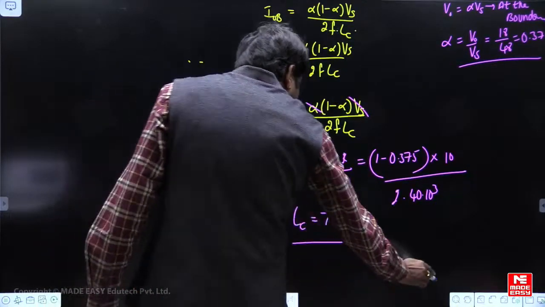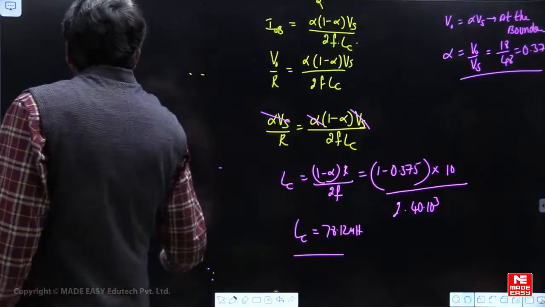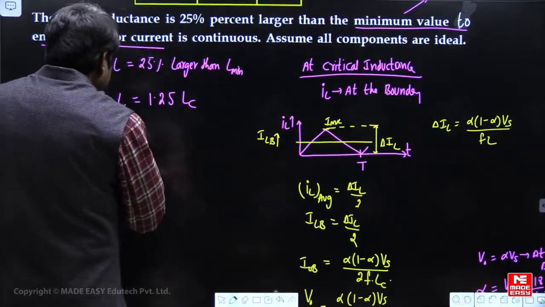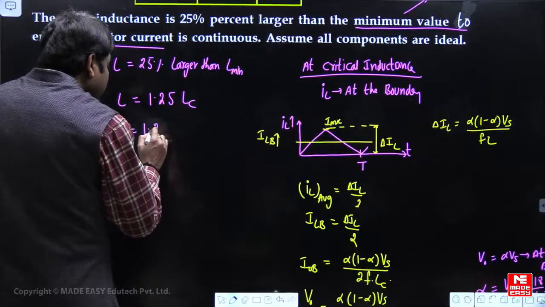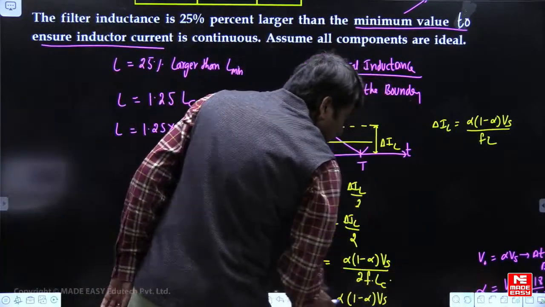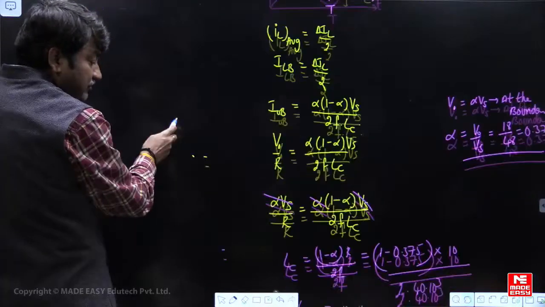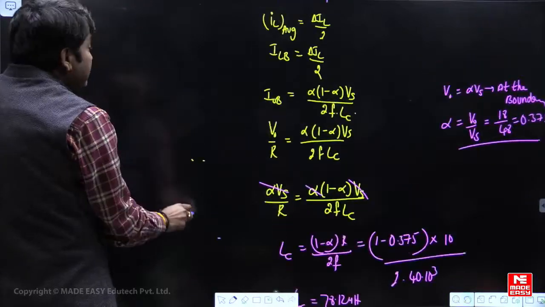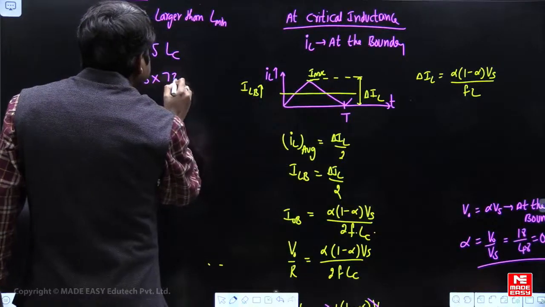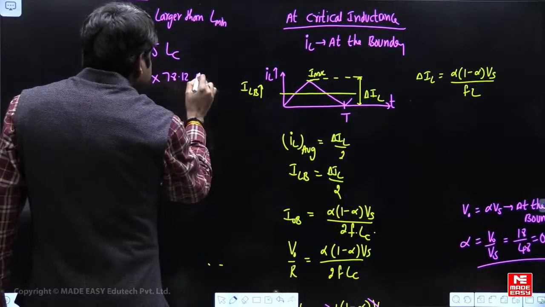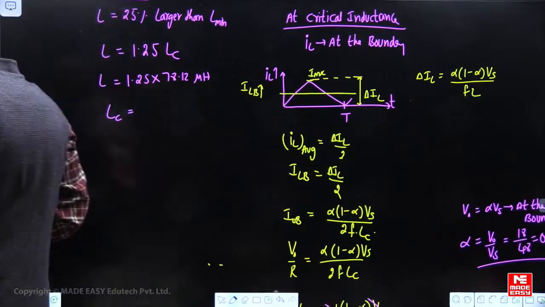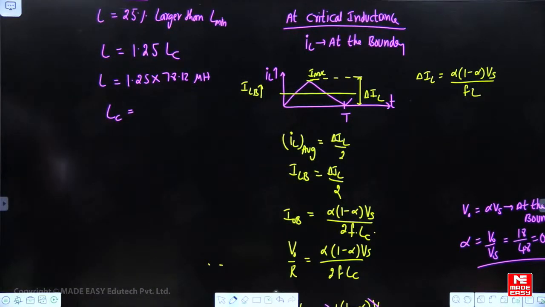Okay. Now given L is equal to 25% of LC, that means 1.25 times greater than LC. What is LC value here? Already we calculated the critical value. It is 78.12. So let us calculate this value. How much will you get?